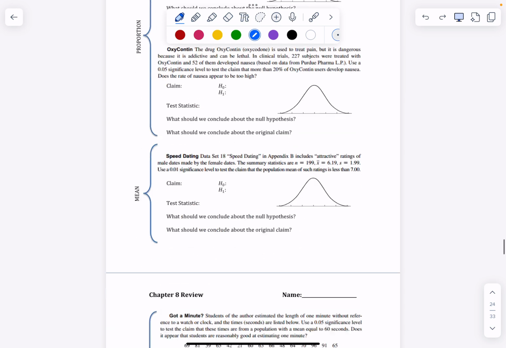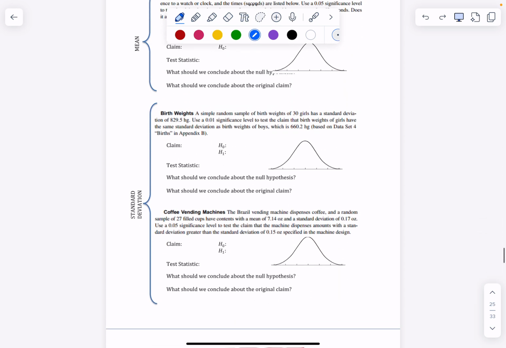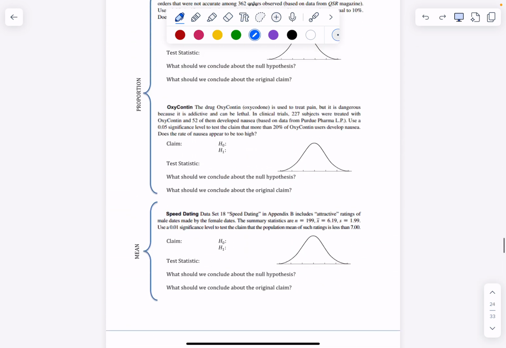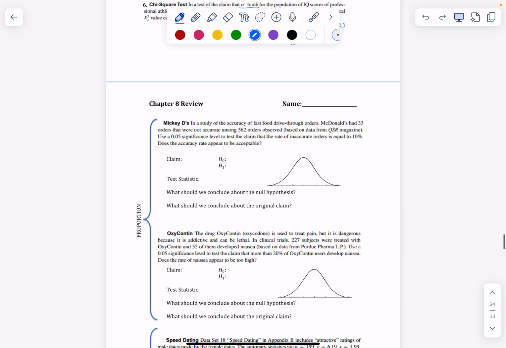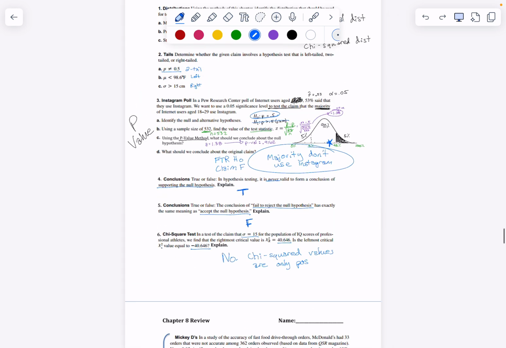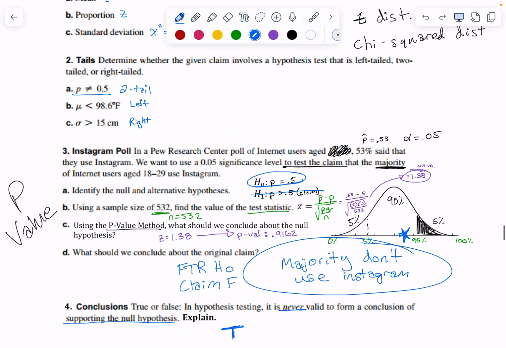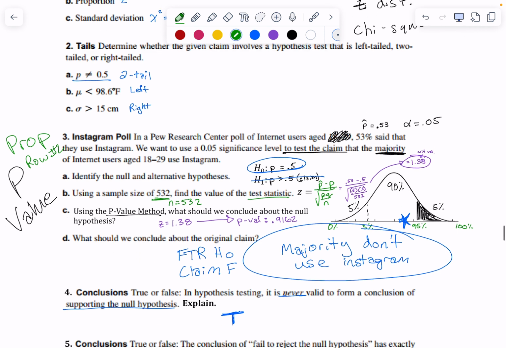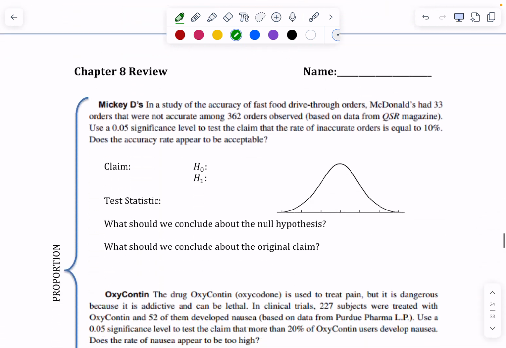Okay, so we really only have like 6 problems left, right? Here is the deal. Label these real quick. Because on number 3, we've already done a p-value for proportion, right? That was row 2. Row number 2. Got it? P-value for proportion. Row 2.